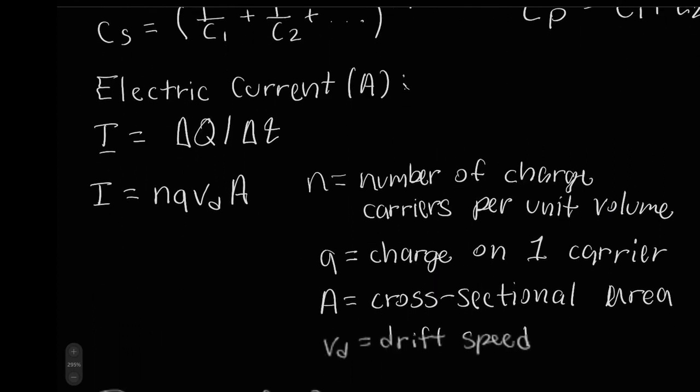Electrical current is measured in amperes, so the units would be A. Electrical current is equal to the change in charge over the change in time. So electrical current is the rate at which charge flows through a given cross-sectional area. Another formula for finding electrical current is I equals n q vd times A, with n being the number of charge carriers per unit volume, q being the charge on one of the carriers, A being the cross-sectional area, and vd being the drift speed.